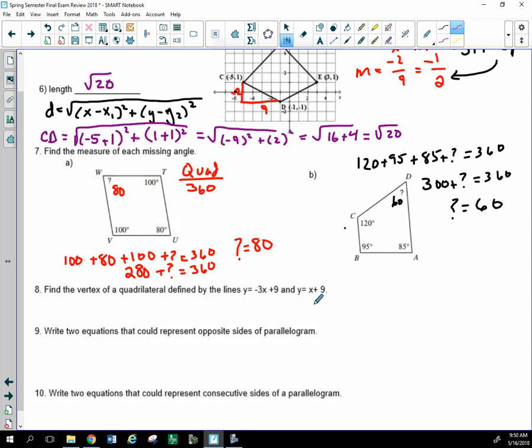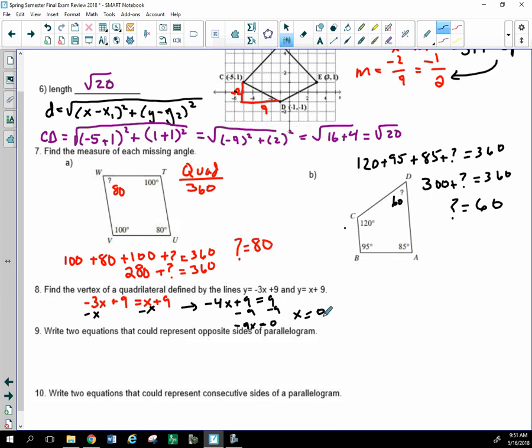Well, I could do substitution using my systems, and since they're both equal to y, I can set these equal to each other and say negative 3x plus 9 equals x plus 9, and then solve this. So I would subtract an x, and then that will turn into negative 4x plus 9 equals 9. Subtract 9, and negative 4x equals 0. And if I divide by negative 4, x is 0.